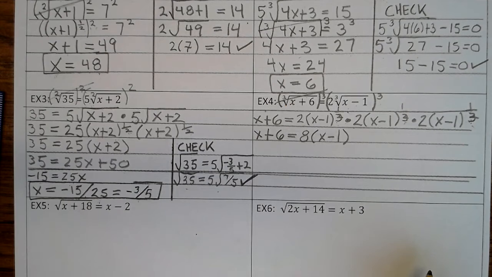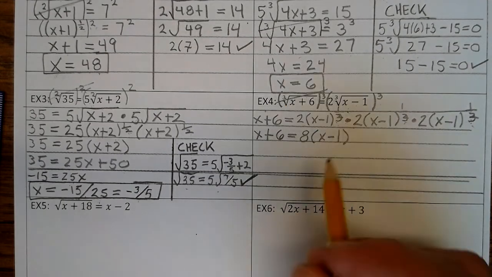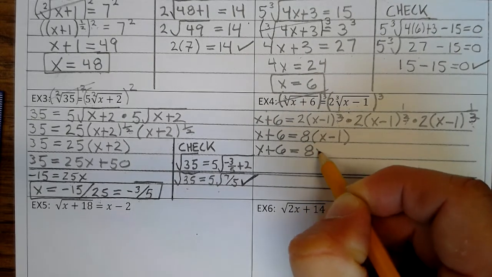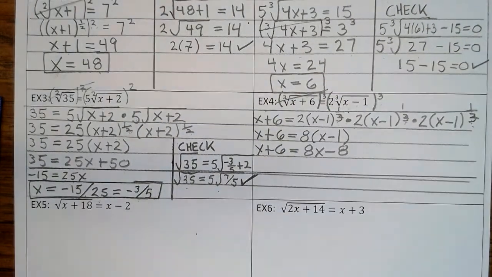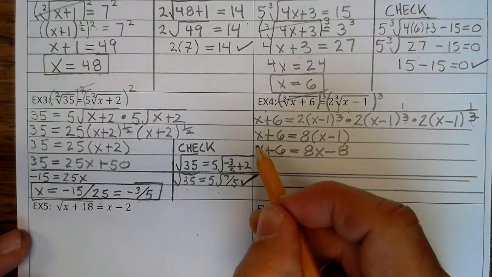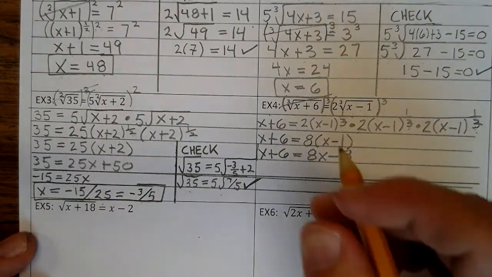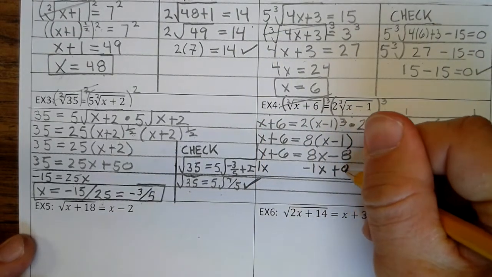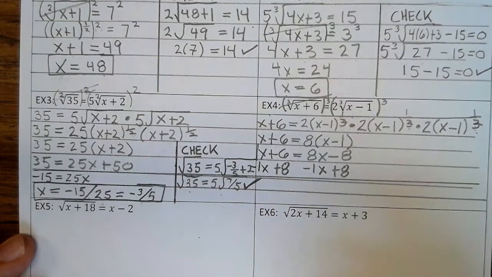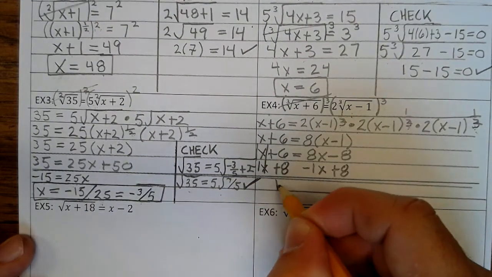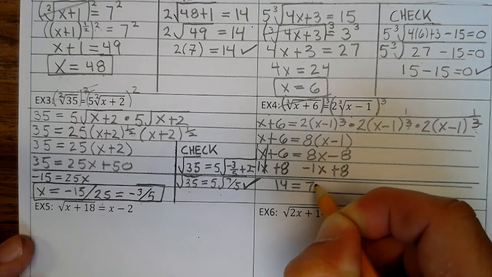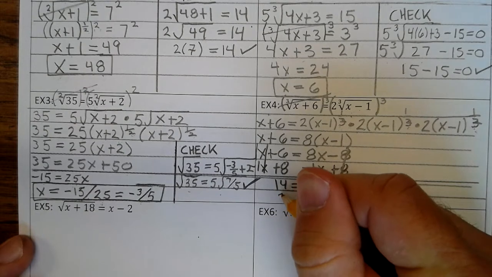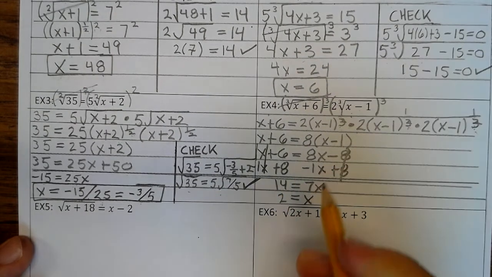All right. So now you distribute the 8, so you get x plus 6 equals 8x minus 8. All right, so we're going to subtract 1x from both sides, and we're going to add 8 to both sides. Those cancel, you get 14 equals 7x. Those cancel. Now you divide both sides by 7, so x equals 2.